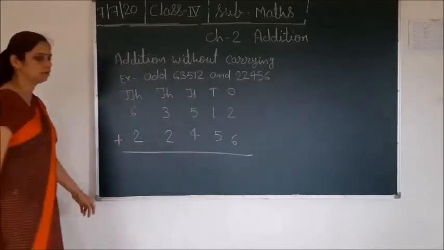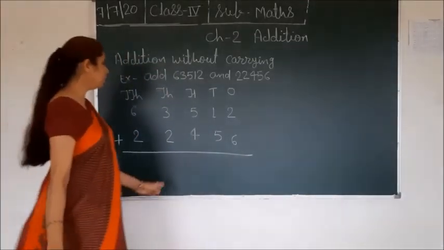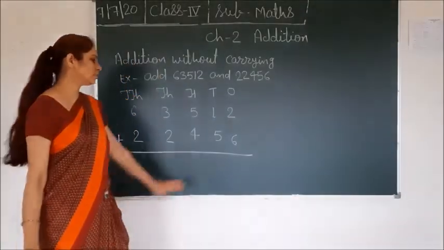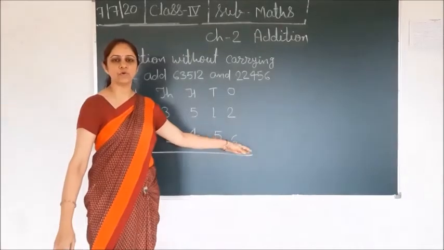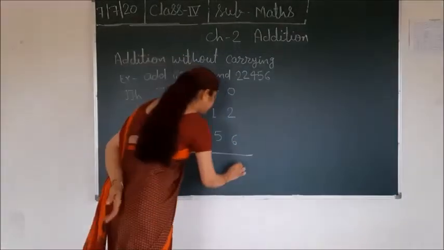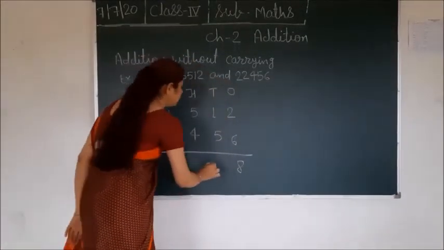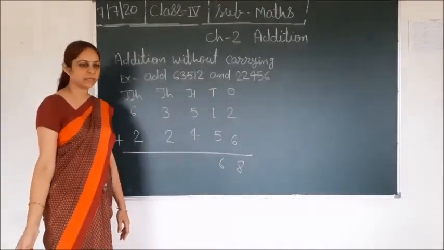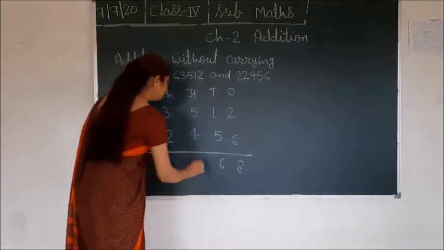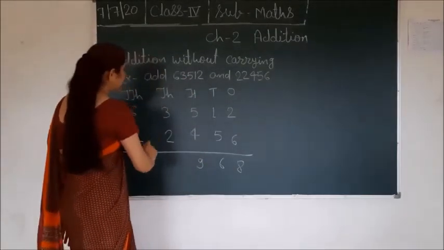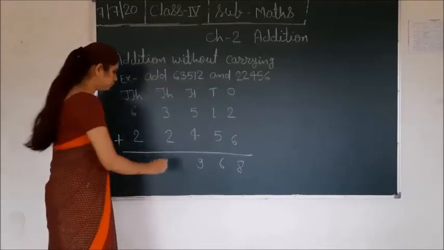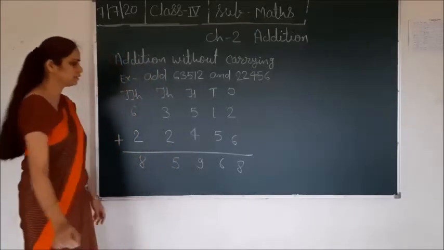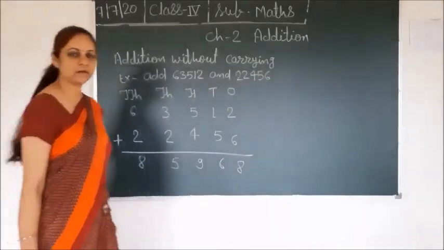Plus. Okay. Now plus it. 2 plus 6. 6 plus 2, same thing, 8. 5 plus 1, 6. 5 plus 4 or 4 plus 5, same thing, 9. 3 plus 2, 5. 6 plus 2, 8. This is the answer. Is it clear?